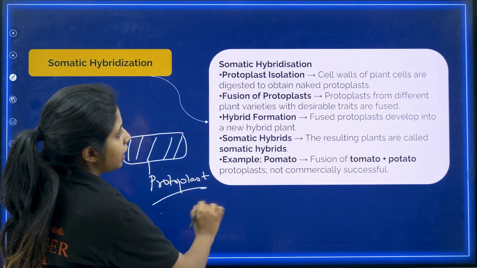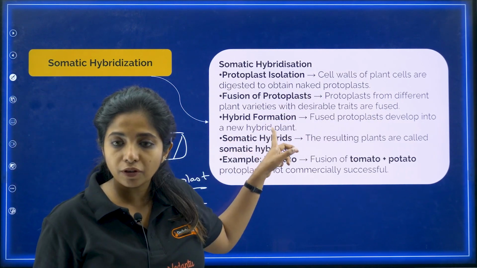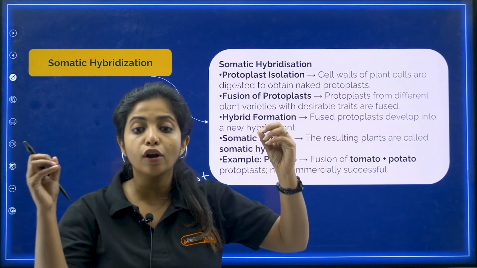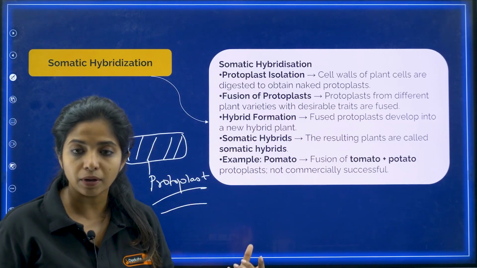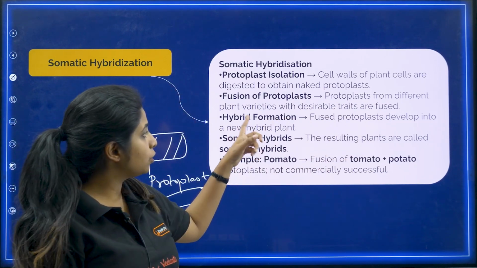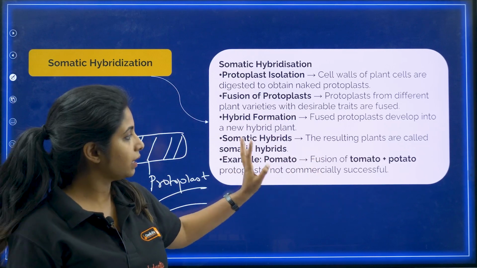My dear children, now what do we do? Protoplasts from different plant varieties with desirable traits are fused. They are made to fuse. Now, what will it give? It will give a hybrid. So, fused protoplasts develop into a new hybrid plant. Somatic hybrids are the names.